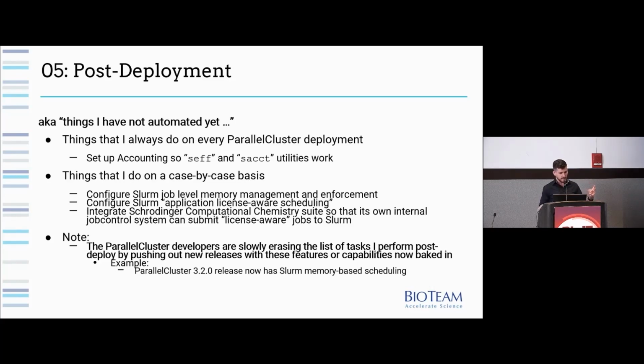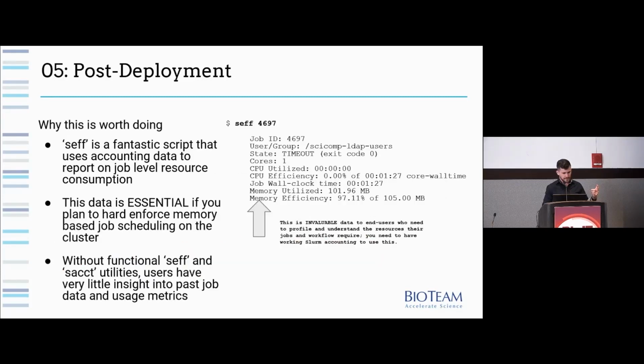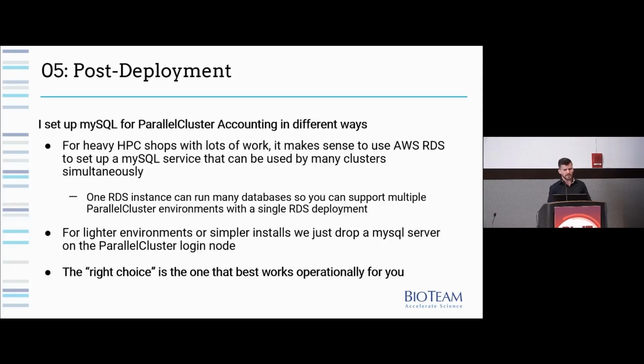Yep. So here are some details on how to configure that. Again, you get things like memory utilization, so you know if you're using the right instance types. This is just good data to have if you're going to optimize these things. You used to be able to do this with file-based accounting in Slurm, but they discontinued support for that. And so now you have to set up a MySQL database. Very easy to do in AWS. You can just use RDS for that.